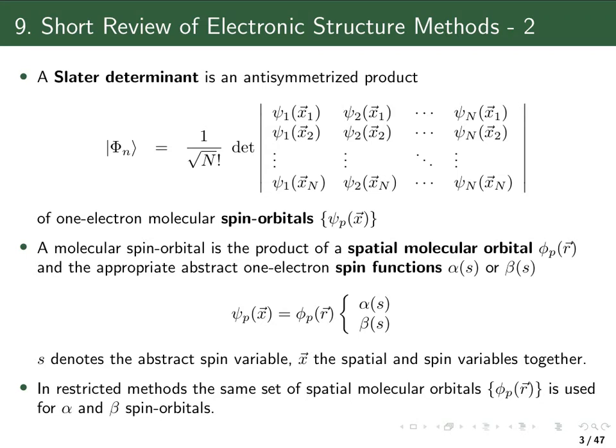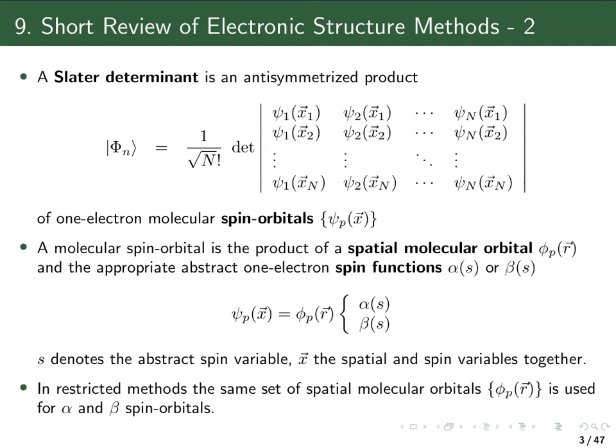And in order to get the spin orbitals, one has to multiply the spatial molecular orbital with one of the two spin functions, either alpha spin, which corresponds to spin up, meaning a value of the quantum number m_s equal to +1/2, and the second spin function beta, which is spin down, or m_s equal to -1/2. Now s is the abstract spin variable, and x is a 4-component vector, the spatial position vector r with the x, y, z components and the spin variable together.